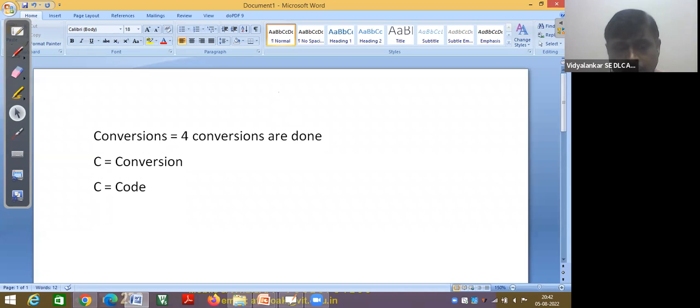Suppose my number is 3 decimal. Then 3 decimal I will represent as 11 in binary. Let me write only decimal on one side and binary on the other side. So this is my decimal and this is my binary.